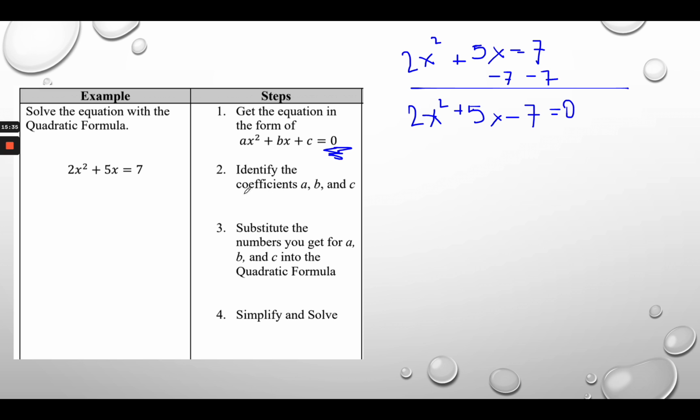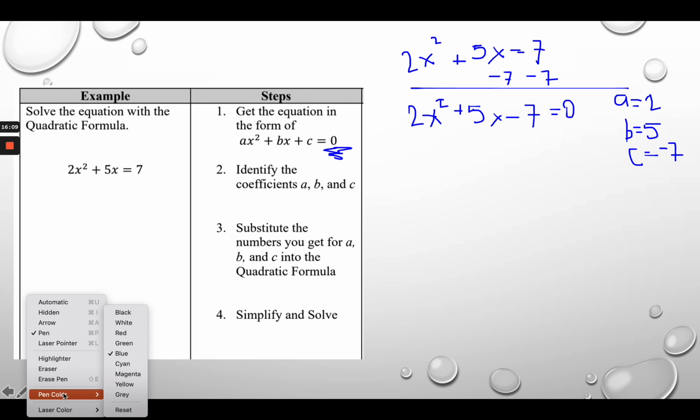Step 2, we need to identify the coefficients a, b, and c. A is going to be whatever number is in front of our x squared term, which in this case is 2. B is going to be whatever number is in front of our x term, which is 5. And C is going to be the number that's alone, which is negative 7.